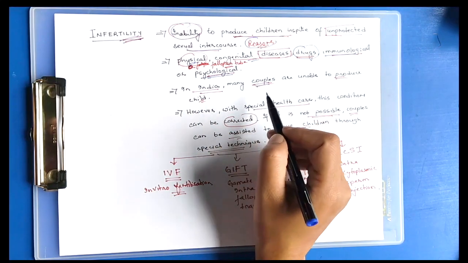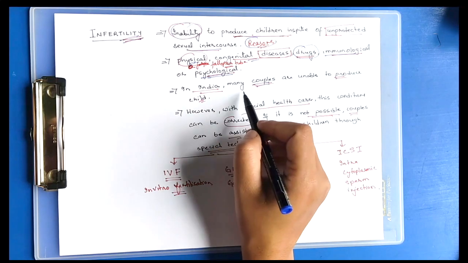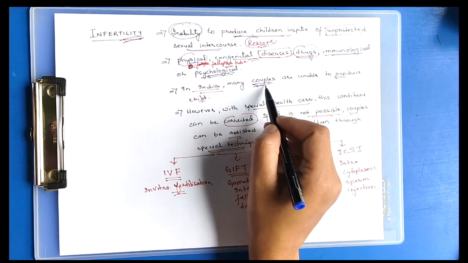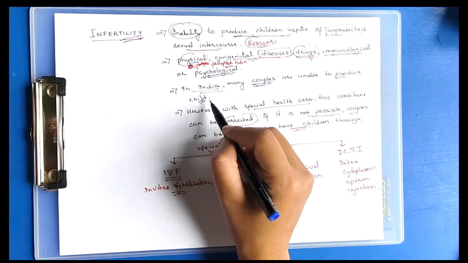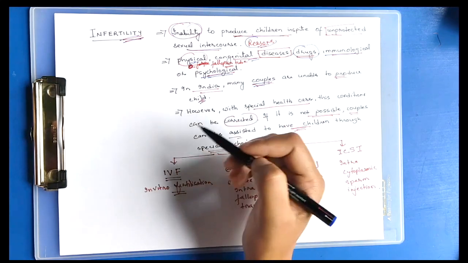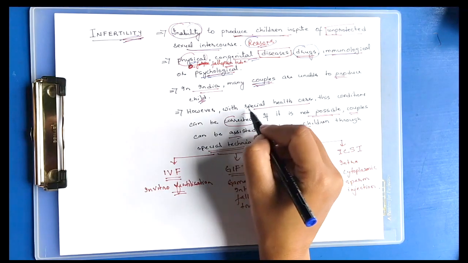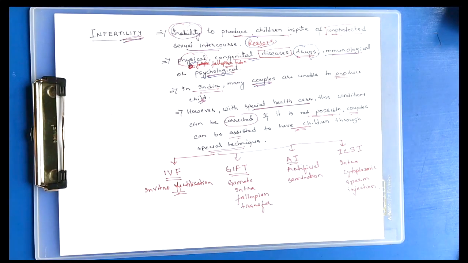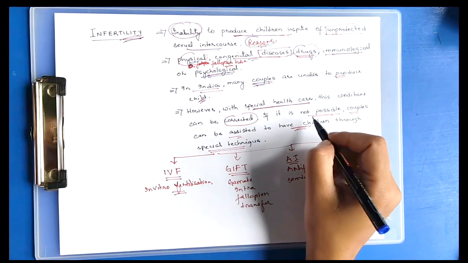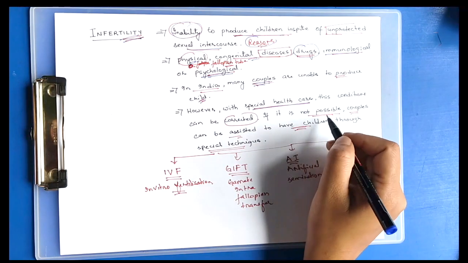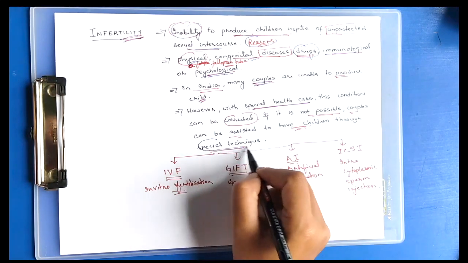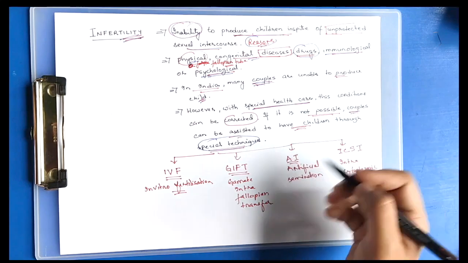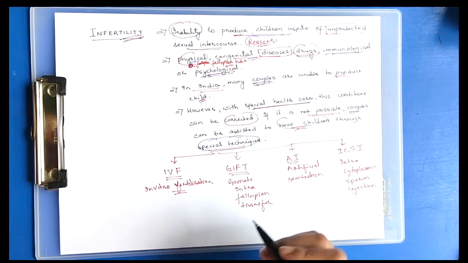Couples who are unable to produce a child, in India also, there are many such couples. However, this inability to produce a child could be corrected by some special health care or by some kinds of treatments. If it is not possible, there are some special techniques which the couples can adopt to have children.